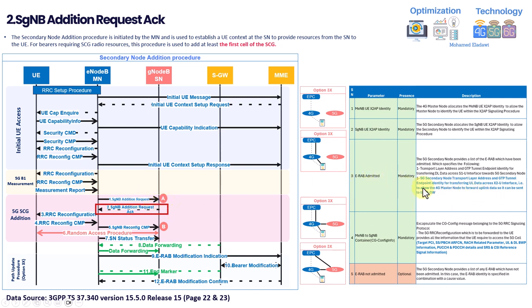It also shares back, if you look at that part, that this 5G secondary node provides a list of E-RABs which have been admitted and specifies the following. The second point, particularly, is that the 5G secondary node will give its own transport layer and GTP tunnel for transferring uplink data across the X2 interface. This is telling him about the transport layer, serving gateway and all the addresses, even the gNB IP, and so on in this particular message.